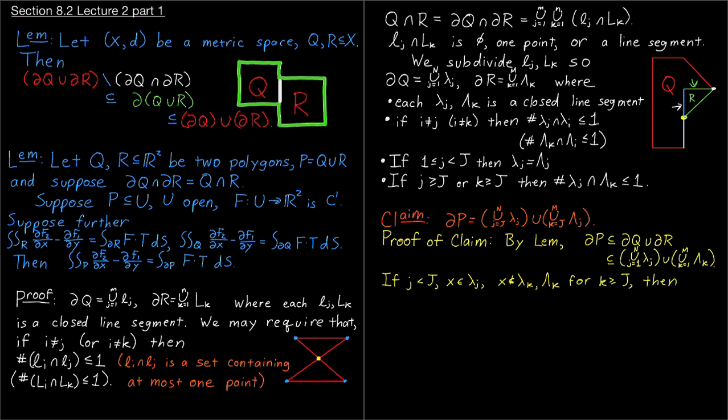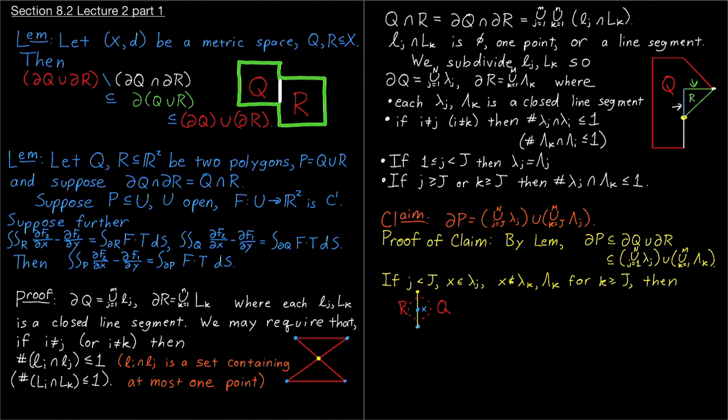then we've got two possibilities. One possibility is that X is here in the middle of a line segment, and that means that you must have R on one side and Q on the other. And that means that there's some little ball around X that's contained entirely in R union Q, that's in P. So X is an interior point.